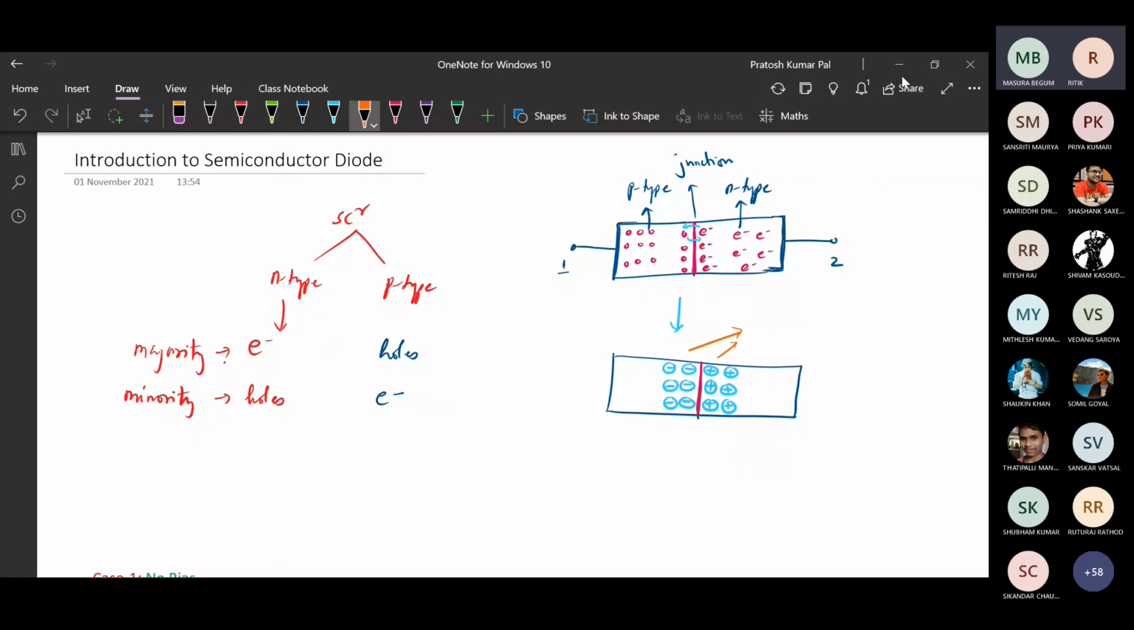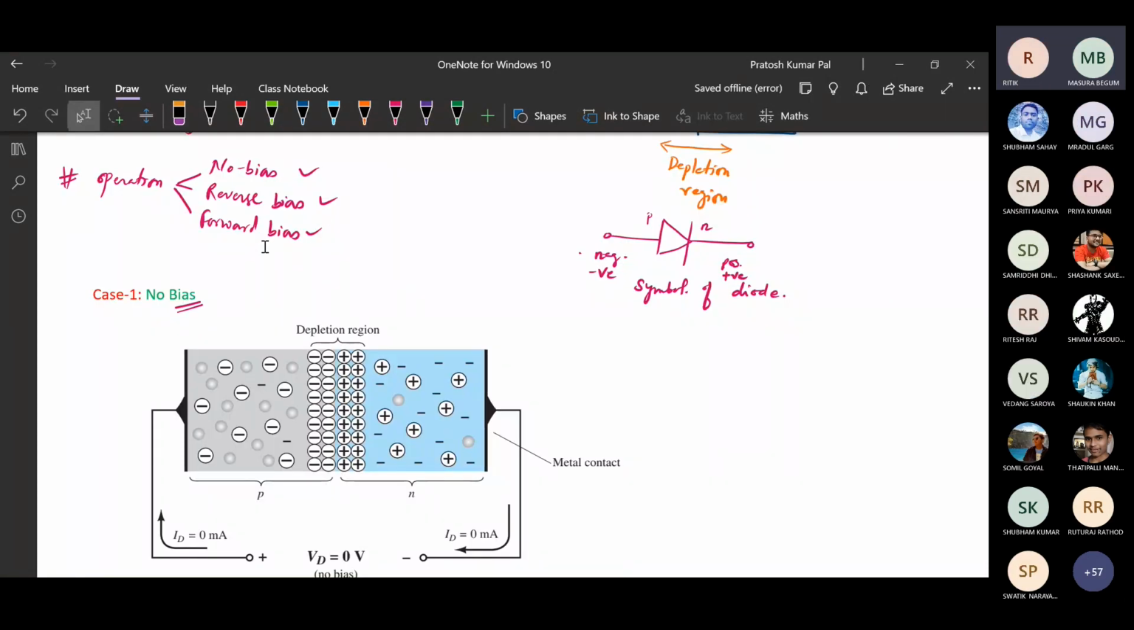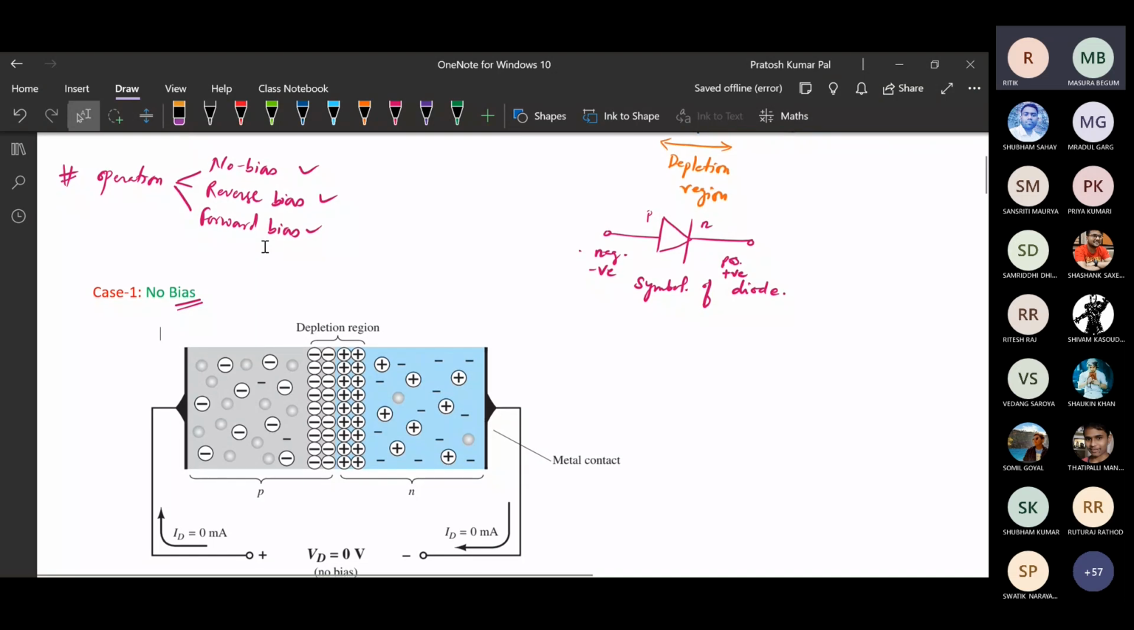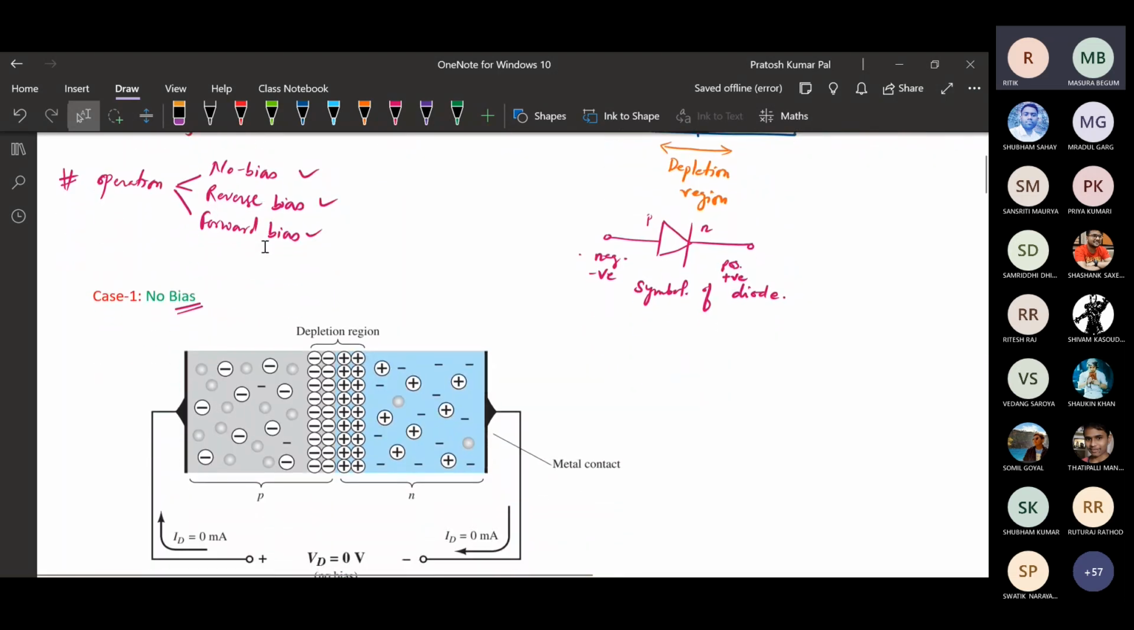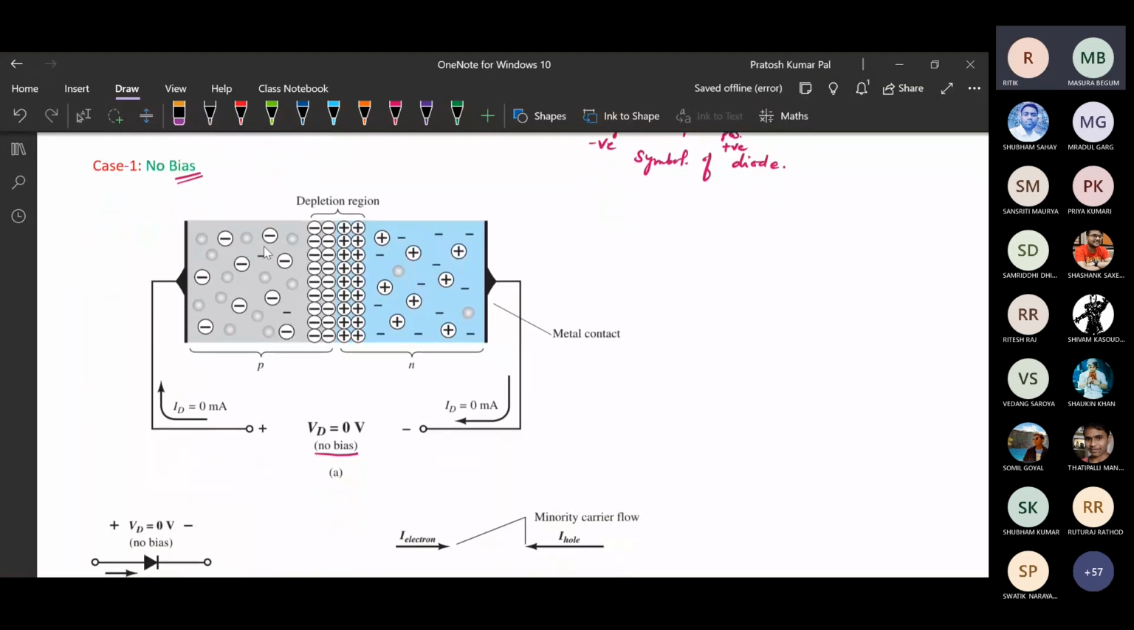Now we will see the different operations. The operation of a diode is basically divided into three cases. The first that we will see is the no bias mode. No bias mode means we apply zero potential across the diode. Whatever voltage we apply will be zero, that means there will be no applied voltage to the semiconductor diode.